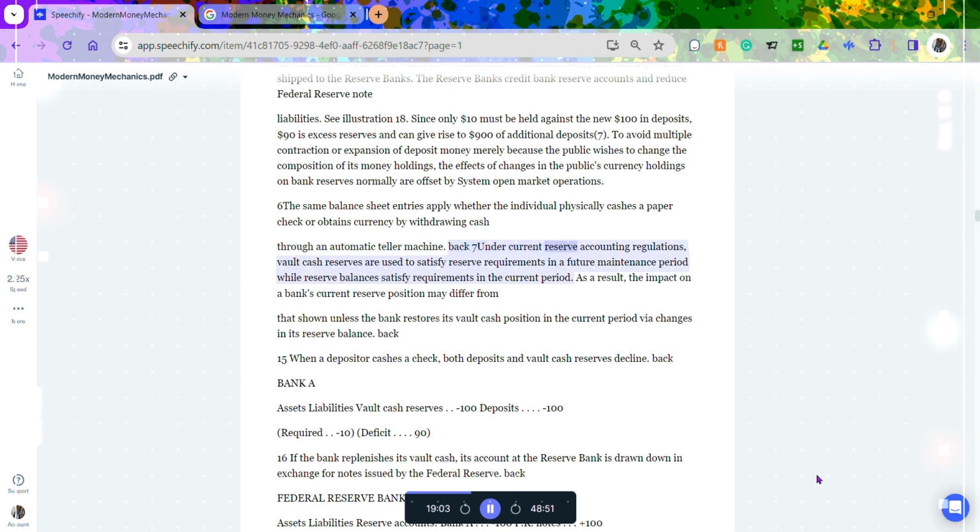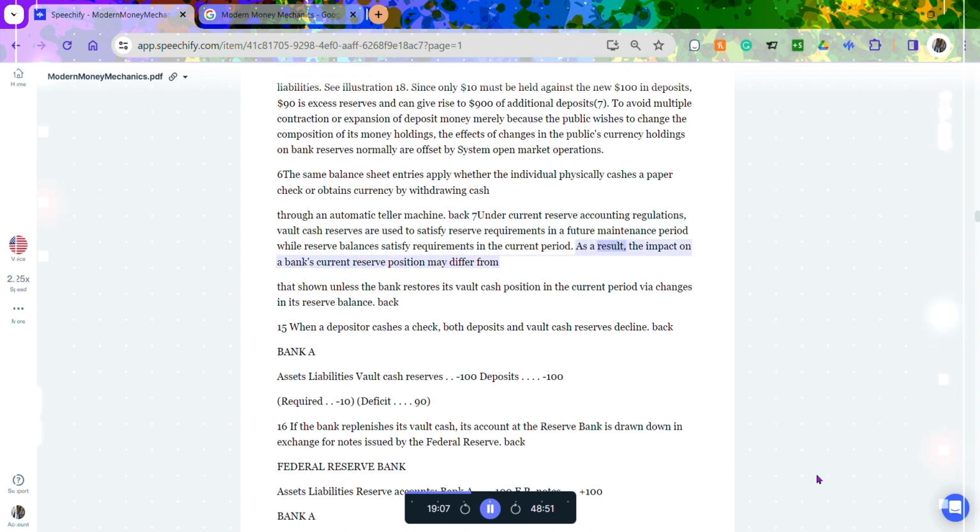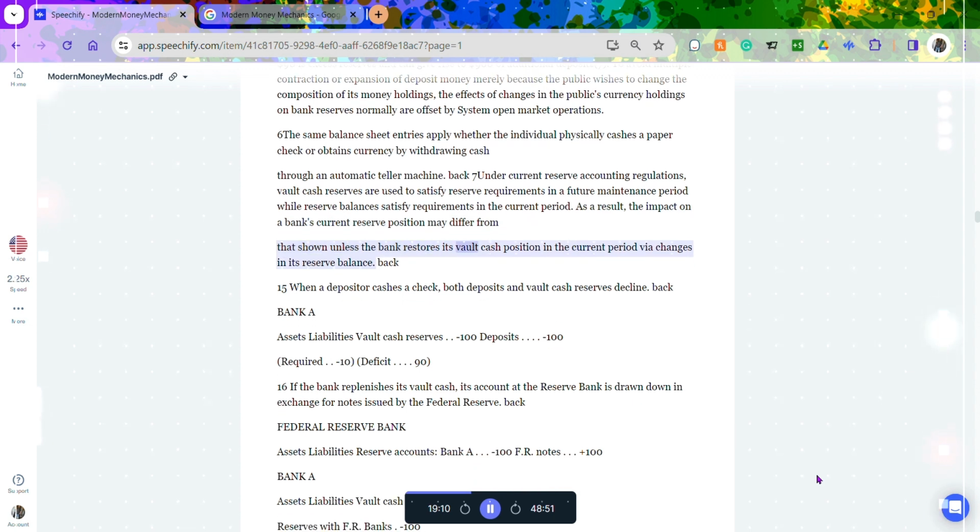7. Under current reserve accounting regulations, vault cash reserves are used to satisfy reserve requirements in a future maintenance period while reserve balances satisfy requirements in the current period. As a result, the impact on a bank's current reserve position may differ from that shown unless the bank restores its vault cash position in the current period via changes in its reserve balance.